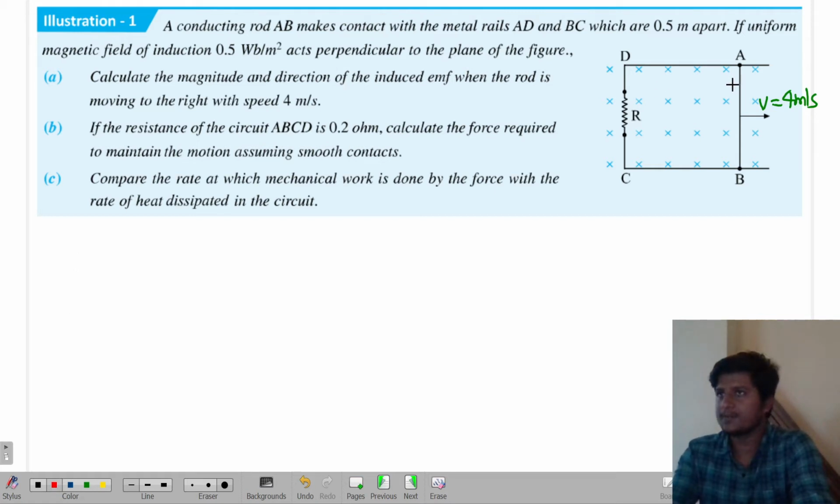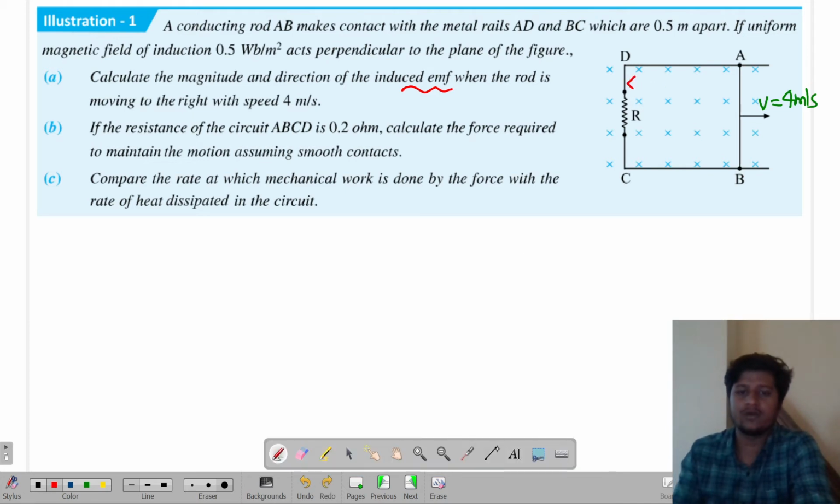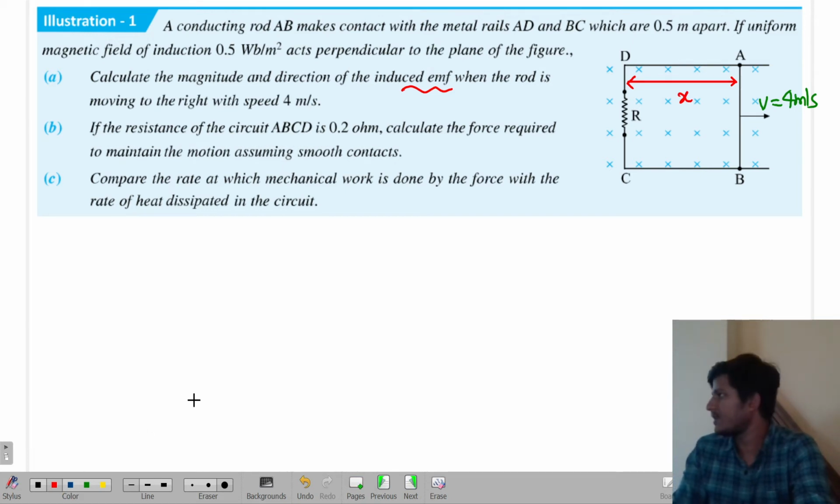So first of all, we need to calculate the flux. If we want to know the EMF, we definitely need the flux. For flux, we need the magnetic field, which is already given. But do we have the area? No. So let us consider that this AB is located at distance x from this end of the wire. Where is it located? At distance x from this wire. Got it?